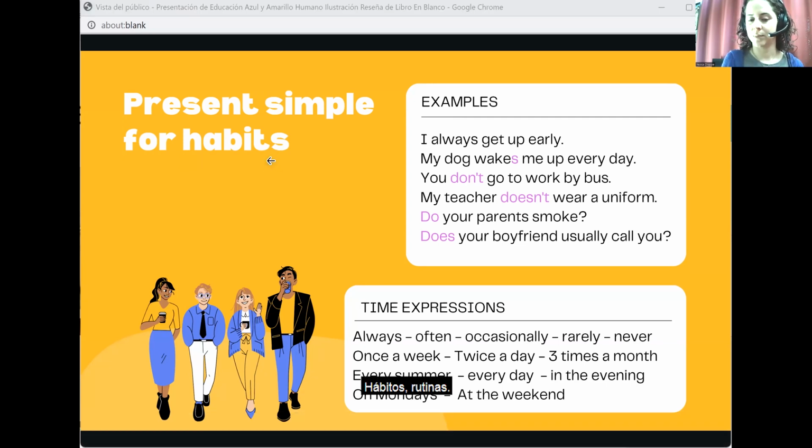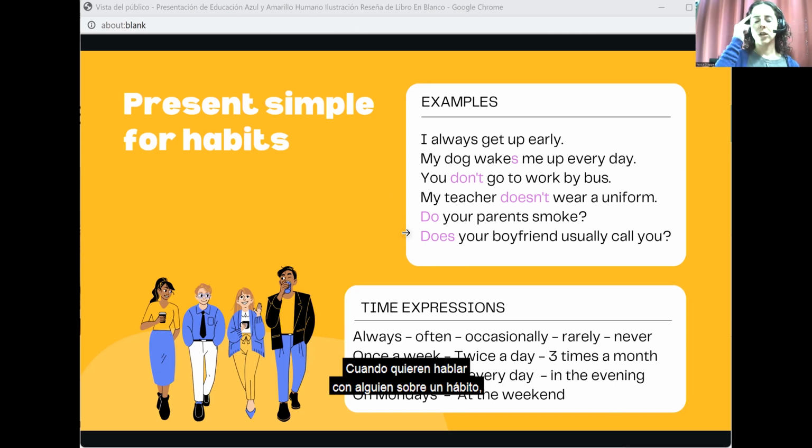Habits, routines. For example, I always get up early. My dog wakes me up every day. You don't go to work by bus. My teacher doesn't wear a uniform. Do your parents smoke? Does your boyfriend usually call you? Todas estas oraciones indican una repetición, un hábito, una rutina. For that kind of actions, we need the structure of present simple that I'm going to explain in a moment.